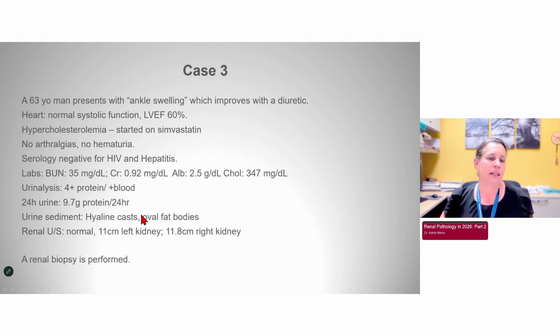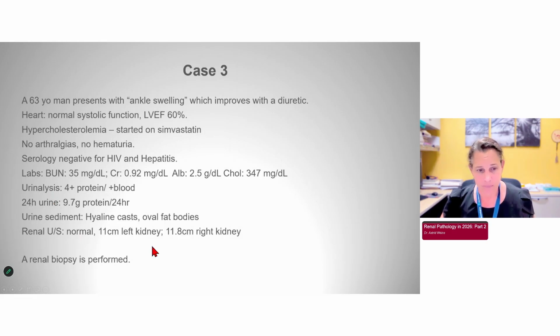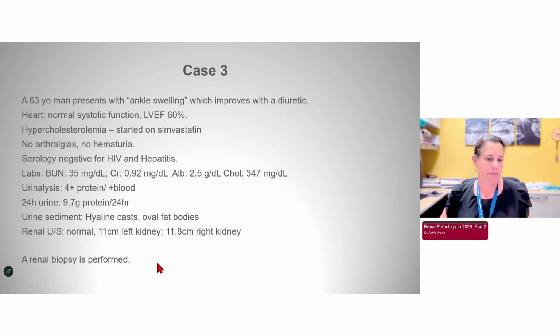But what's really later recognized is that this patient has a very low serum albumin of 2.5, has high cholesterol, has a lot of protein in the urine, and has a high 24-hour urine protein excretion of 9.7 grams per 24 hours. So this is obviously nephrotic syndrome as well. And again, a renal biopsy is performed.